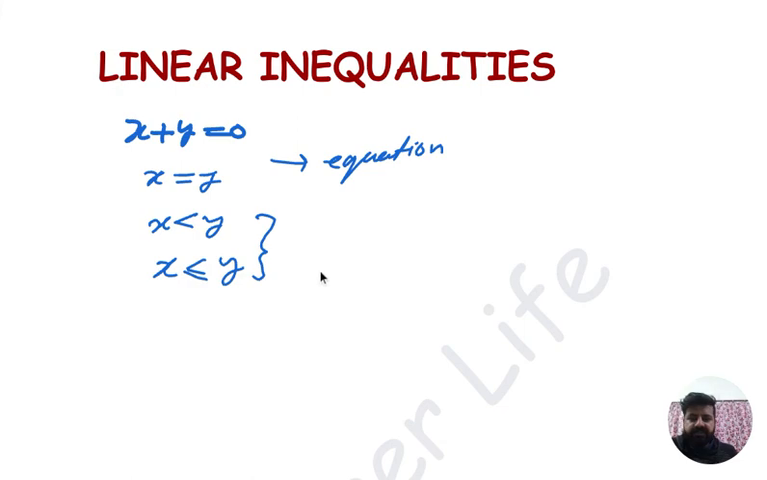These are not equations. As you can see here, x is equal to y, but here x is less than y. Here you can say x is less than or equal to y. So these are called inequalities. So these terms are inequalities.